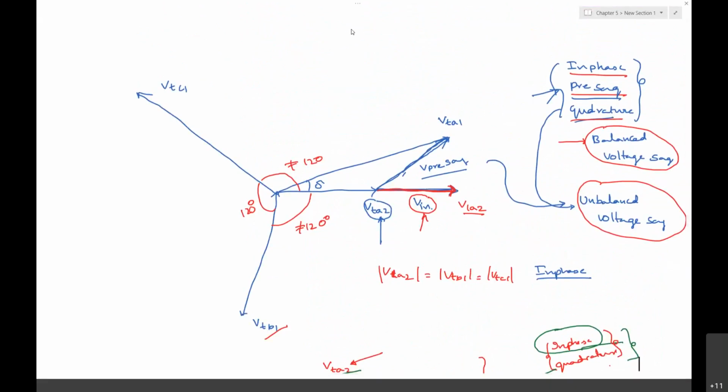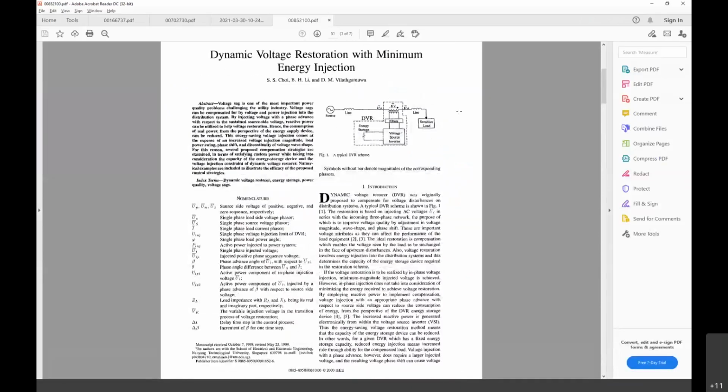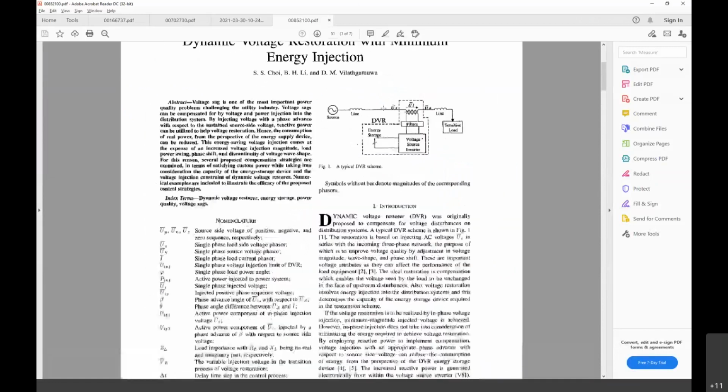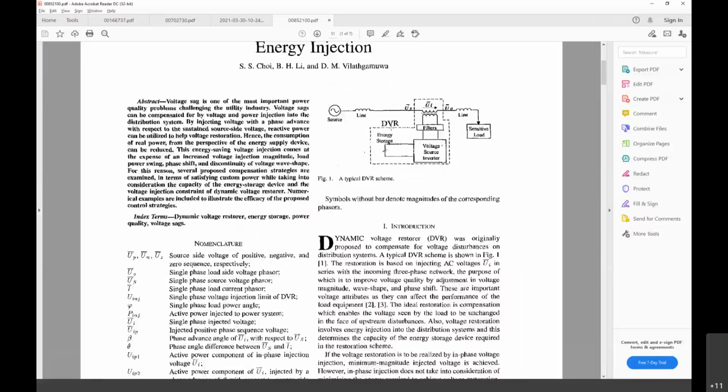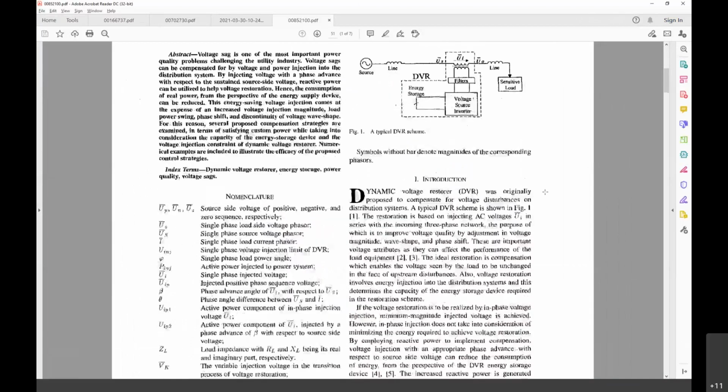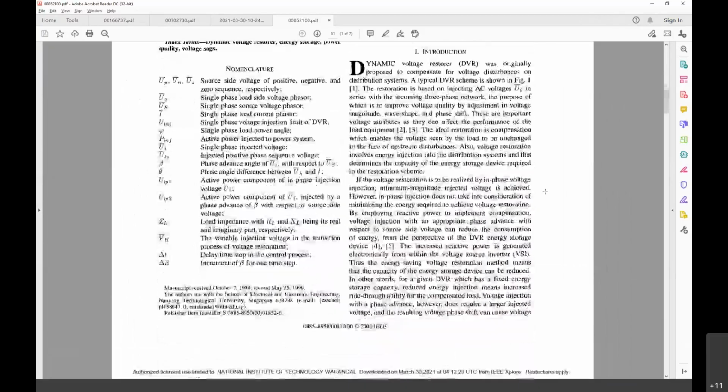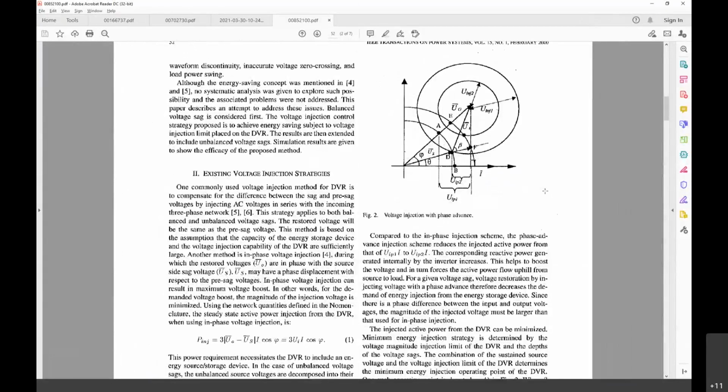Next, I will share one of the papers. Are you able to see it, right? Sir, yes. They have gone here. This is UP1 and UP2. There's a phasor actually.